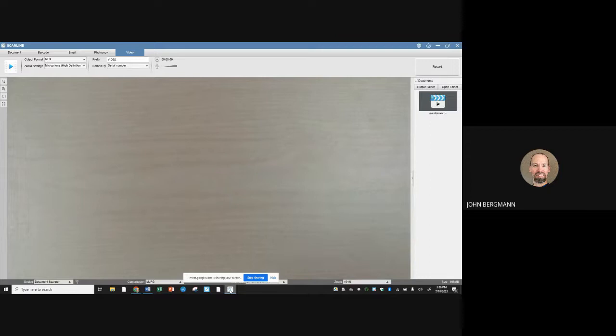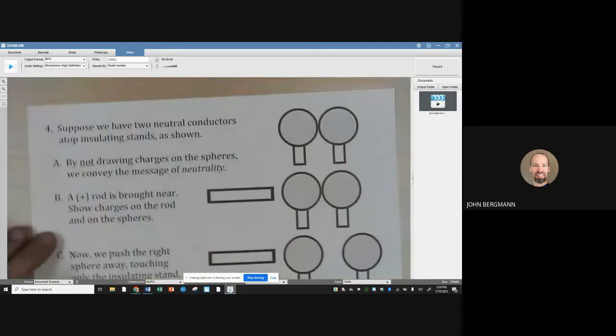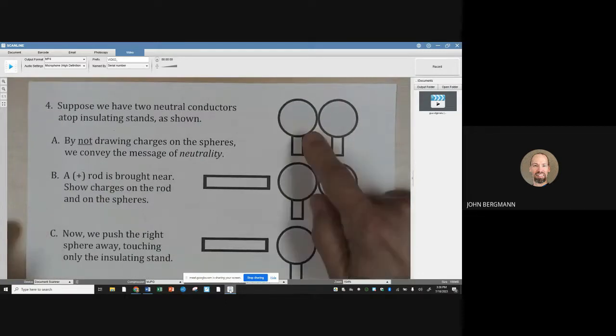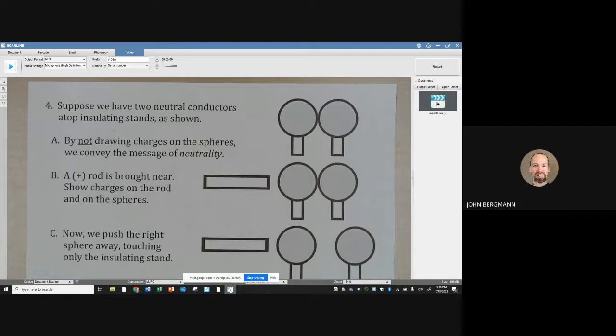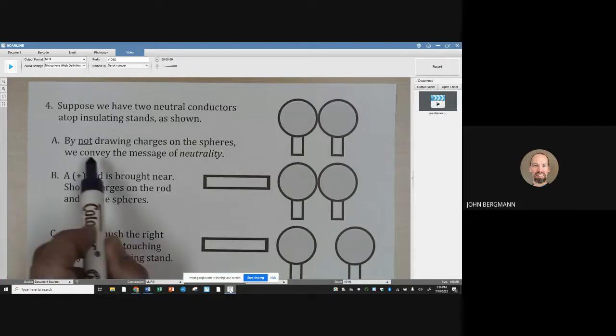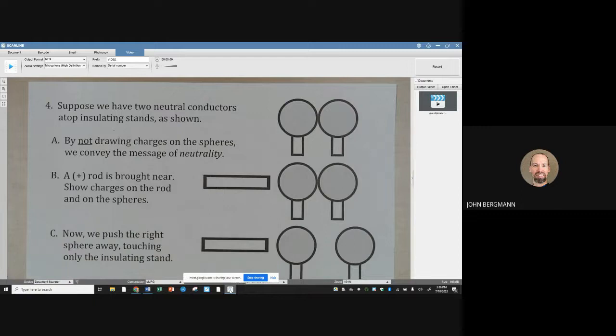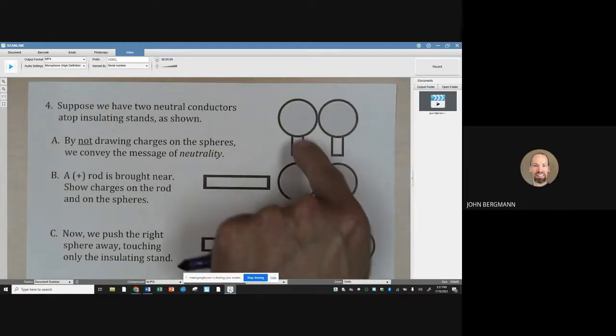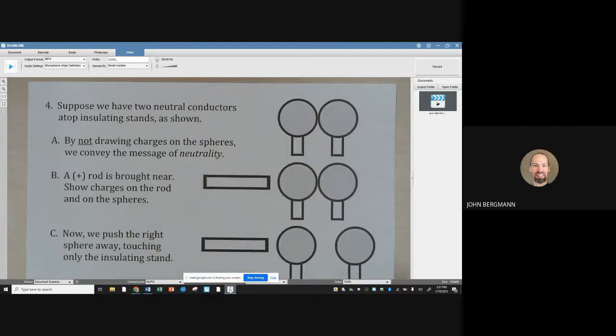Suppose we have two neutral conductors atop insulating stands, as we see here. So we have metal spheres, and these stands perhaps are made out of plastic. By not drawing charges on these spheres, we convey the message of neutrality. You've learned previously that all matter is composed of protons and electrons, and those are positively and negatively charged, respectively. And so there are lots of those here, but by not showing any of them, we show that all of that charge is uniformly distributed with no buildup of charge in any one place or another.